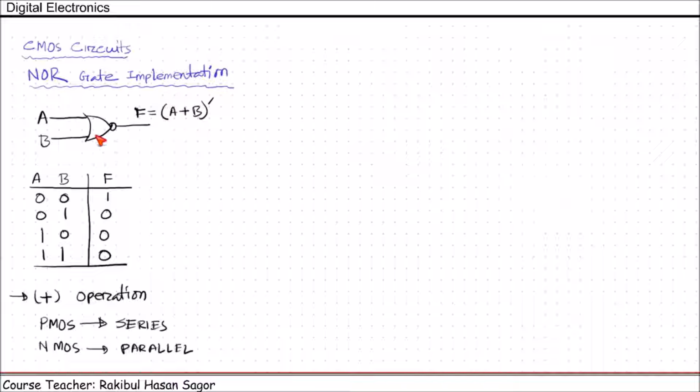We know the operation of NOR gates. For two input NOR gates, this is the function f equals (a or b) whole prime. That means whenever we have both the inputs 0, then output will be 1. For all other cases, the output will be 0. In OR operation, you need to remember this method. Unlike the previous case, the PMOS will be connected in series and NMOS will be connected in parallel for OR operation. Here we have OR operation, and the total output will be inverted if we apply this method.